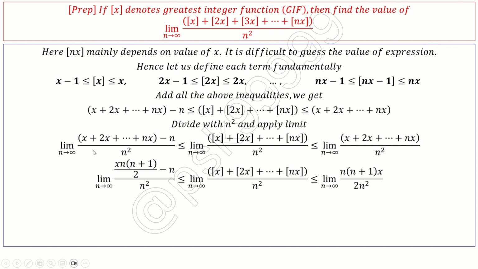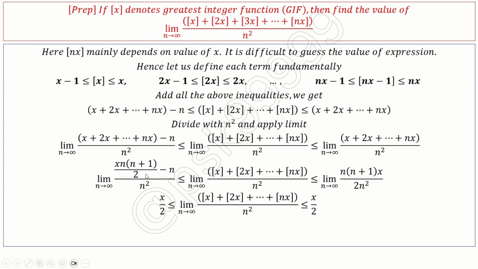Now this is simple. This is nothing but n into n plus 1 by 2 into x minus n divided by n square. And this value is n into n plus 1 by 2 into x by n square. Now if I take n square common, since n is tending to infinity, I will try to get all 1 by n terms. So I will have x by 2 plus x by n minus 1 by n.